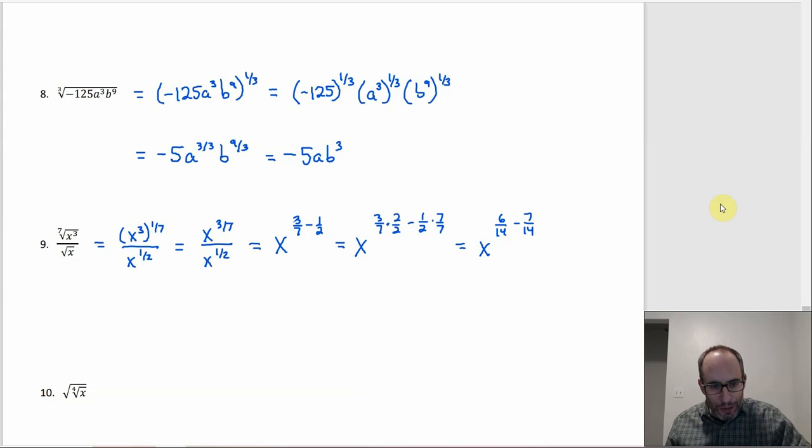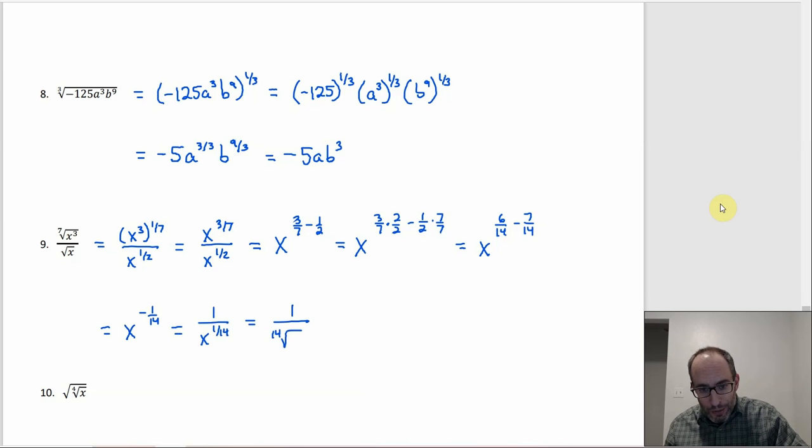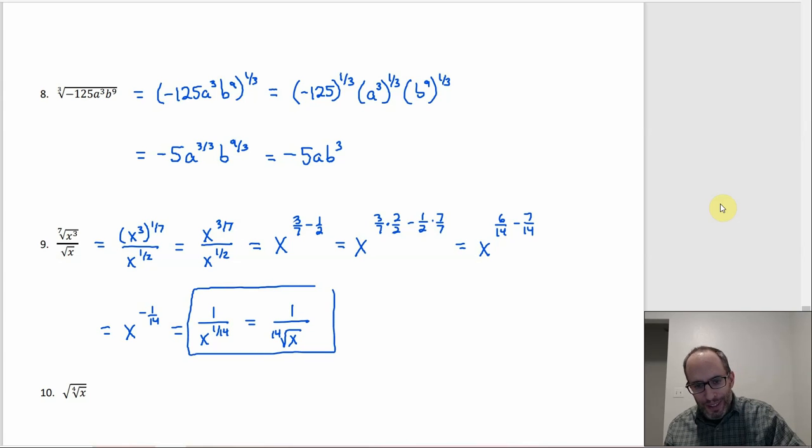And so that's going to be x raised to the power of negative 1/14. So to write that with a positive exponent, we have to put it in the denominator, 1 over x to the 1/14. Or if you want to write it with a radical, 1 over the 14th root of x. All right, so either of those I think would work as a final answer.